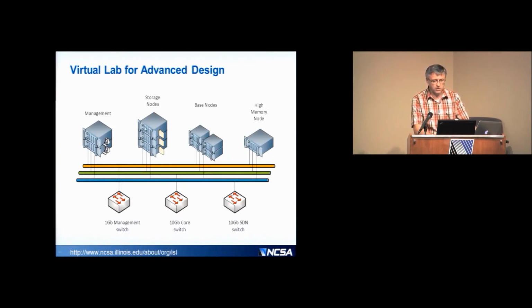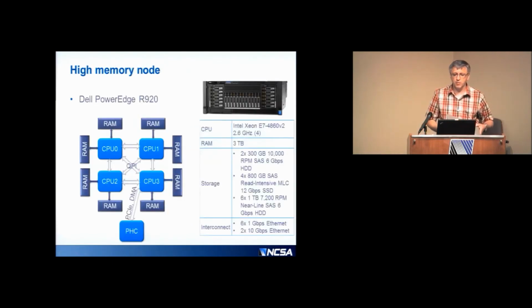One of the nodes in this configuration is our high memory node. This node actually has 3 terabytes of RAM, which is quite a substantial amount of RAM in terms of conventional computing resources in a single node. It has 4 CPU sockets, 48 CPU cores altogether. These CPU cores are dual threaded, so there are 96 threads that can be run simultaneously. And there is a very large memory system that comes with this 3 terabytes of RAM.